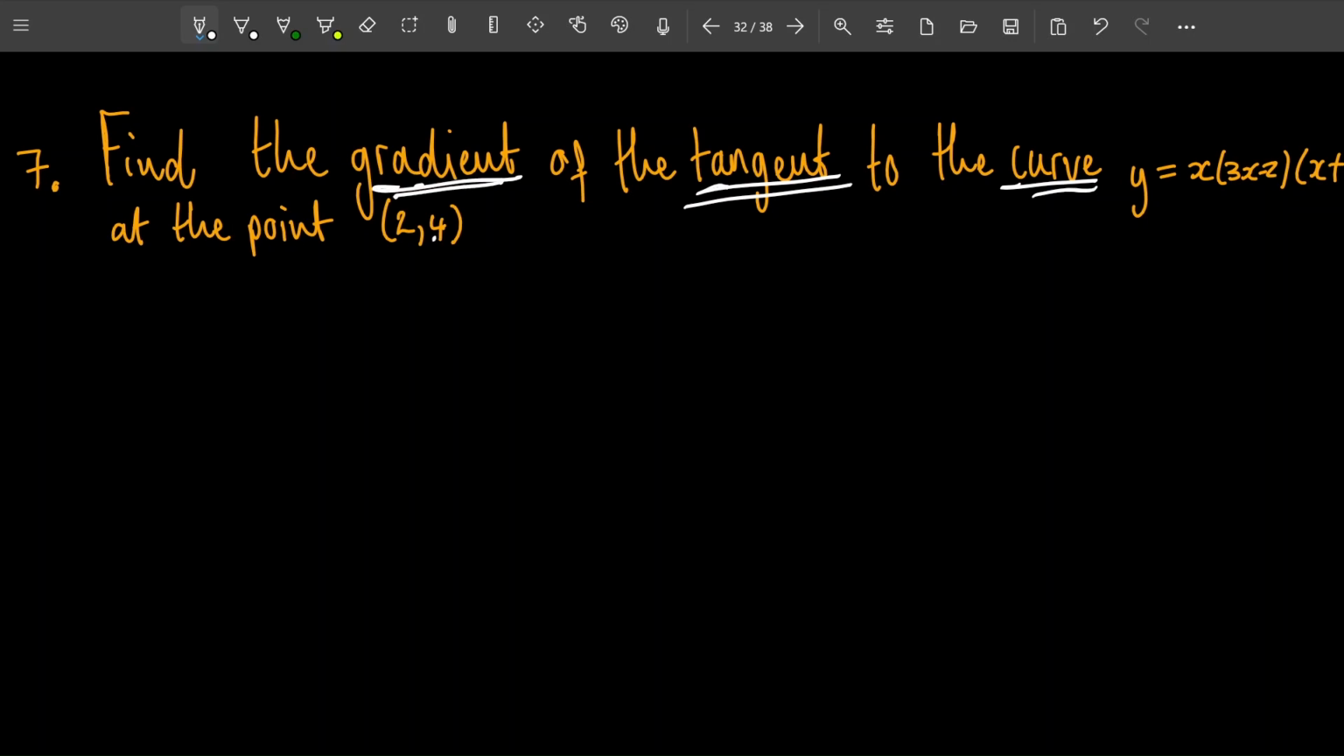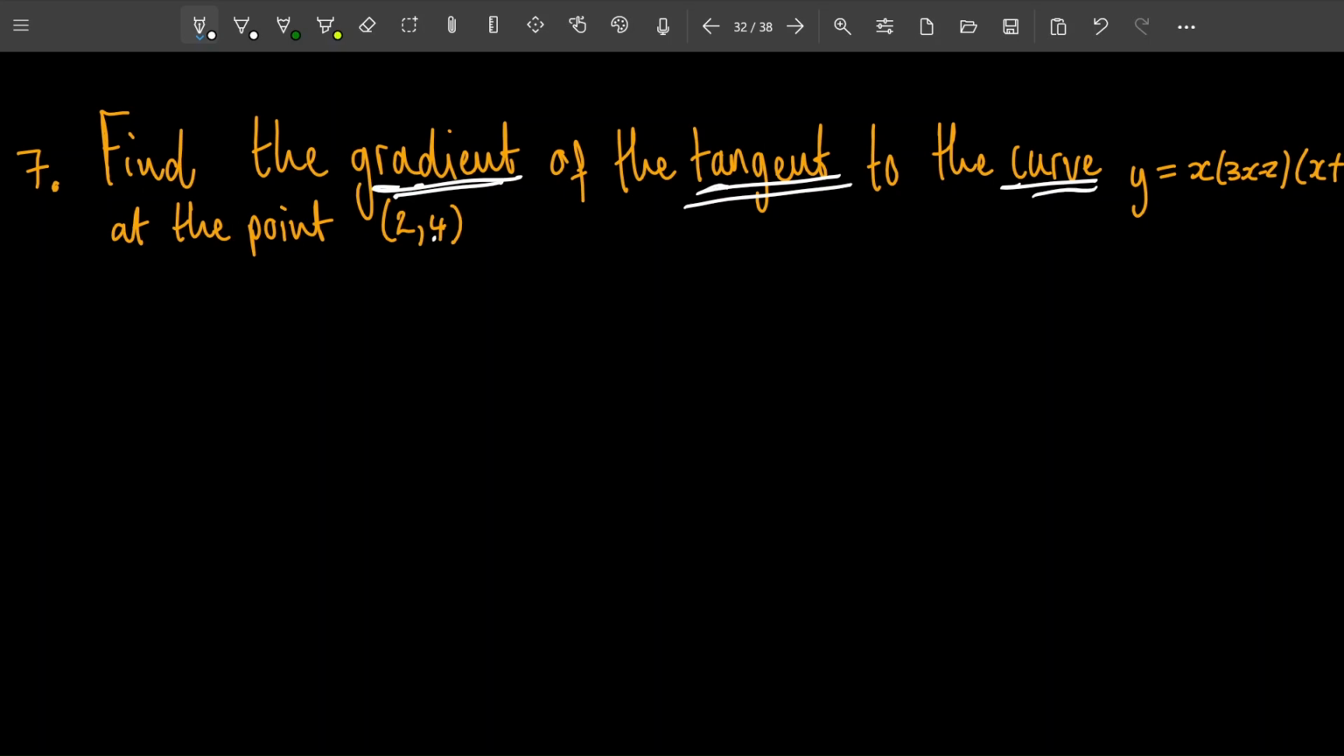Here, what we are going to need is to differentiate, because we are finding the gradient of a curve. The gradient of a tangent to a curve is the same thing as saying the gradient of the curve at a certain point. Because to find the gradient, you would have to calculate the tangent, but here we are going to be using the method of differentiation.